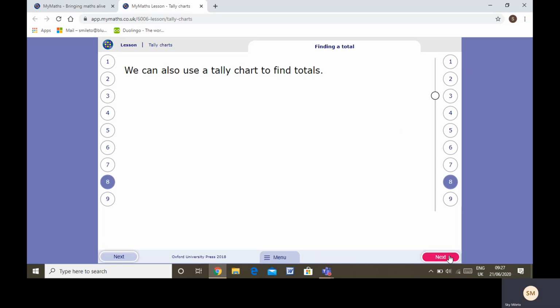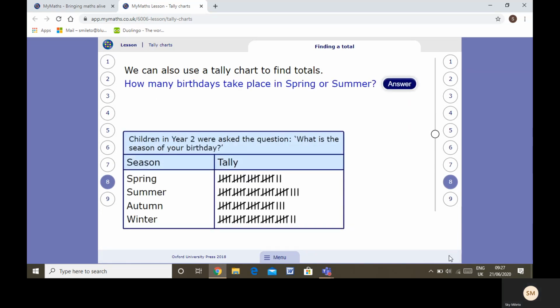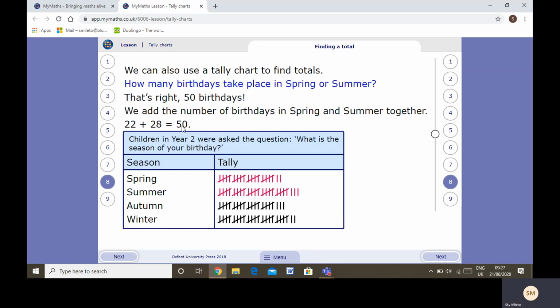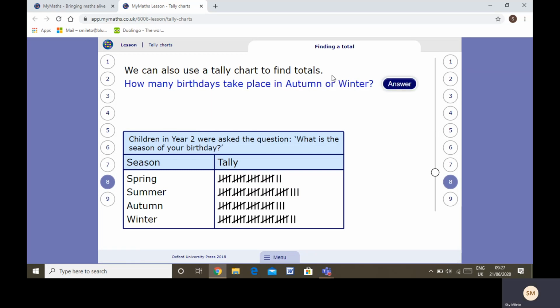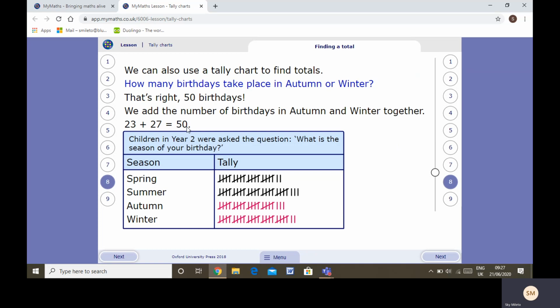We can also use tally charts to find totals. So how many birthdays take place in spring or summer? Therefore, if we want to know how many are in spring and summer, we could add them together. 22 and 28 is 50. And we could do the same for autumn and winter. 23 and 27, 50.